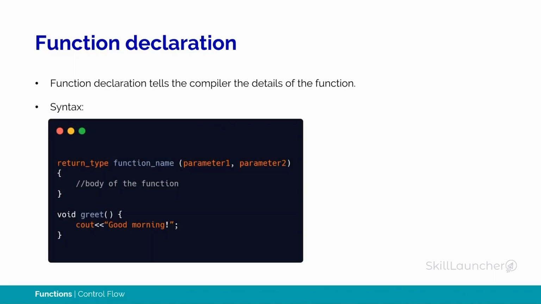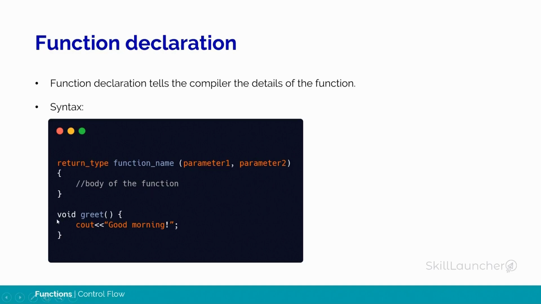The declaration of the function starts with the return type, that is, what type of data it will be returning. That data type is specified first. Then comes the function name. Naming of the function is the same as naming a variable. And within the round braces comes the list of parameters, separated by commas. Then comes the body of the function, where the exact instructions the function is going to perform are written.